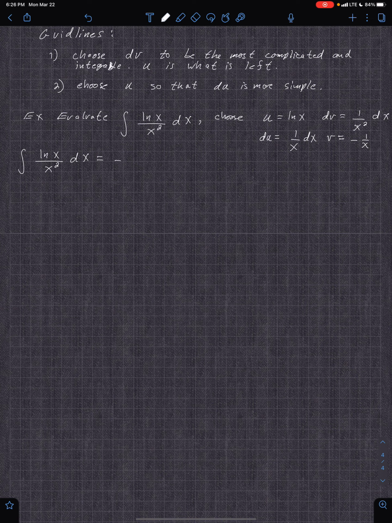So you get uv, so negative 1 over x ln x minus the integral of negative 1 over x times 1 over x dx. Substituting all the parts in, which is equal to, now I'll just simplify, negative ln x over x minus 1 over x plus c. And that's it. I didn't show you all those little steps. This is 1 over x squared, which we just did, right?